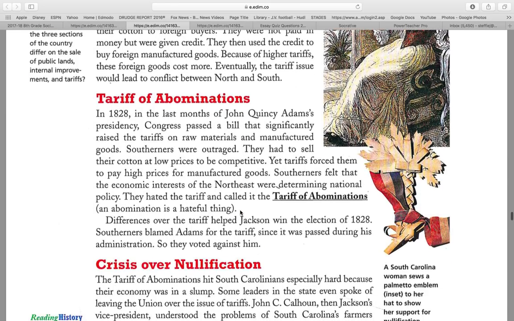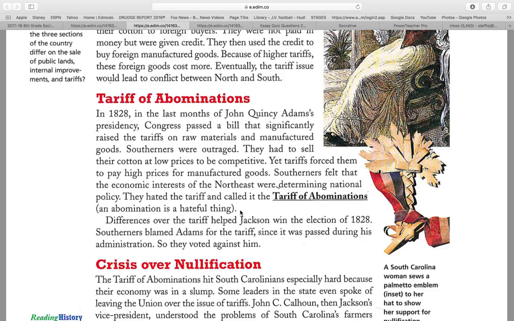Tariff of Abominations. In 1828, in the last months of John Quincy Adams' presidency, Congress passed a law that significantly raised tariffs on raw materials and manufactured goods. Southerners were outraged. They had to sell their cotton at low prices to be competitive, yet the tariffs forced them to pay high prices for manufactured goods. Southerners felt that the economic interests of the Northeast were determining national policy. They hated the tariff and called it the Tariff of Abominations. An abomination is a hateful thing.